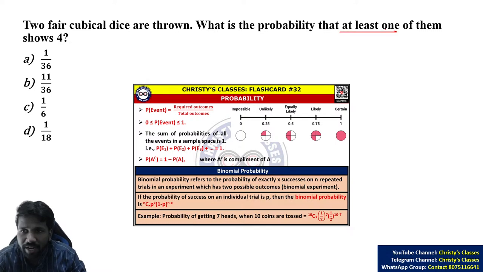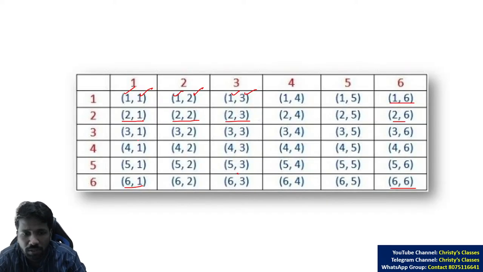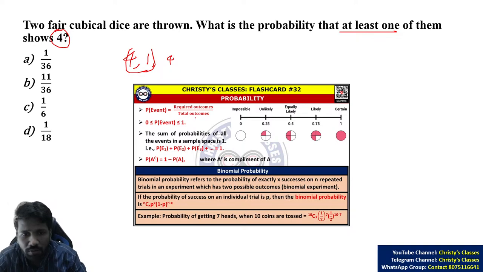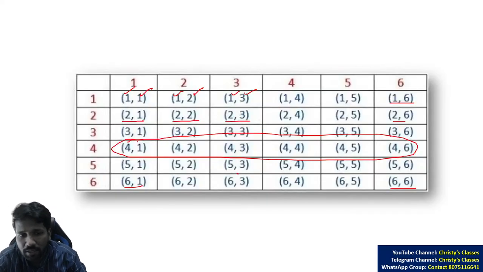What is the probability that at least one of them shows 4? At least one means one of them or both. That means 4, 1, 4, 2, 4, 3 up to 4, 6. These 6 possibilities are okay. Required outcome by total outcome is the probability. So 4, 1, 4, 2, 4, 3, 4, 4, 4, 5, 4, 6. These are all required outcomes.